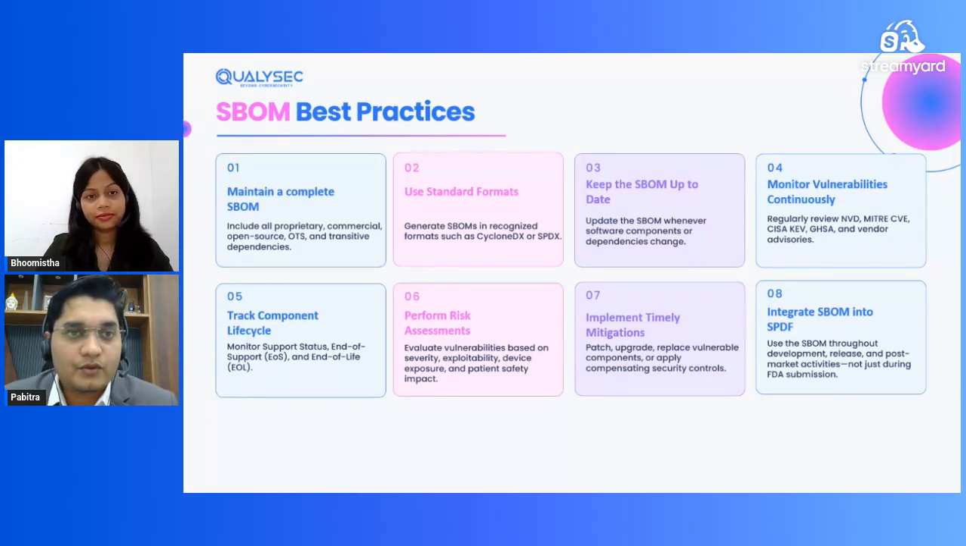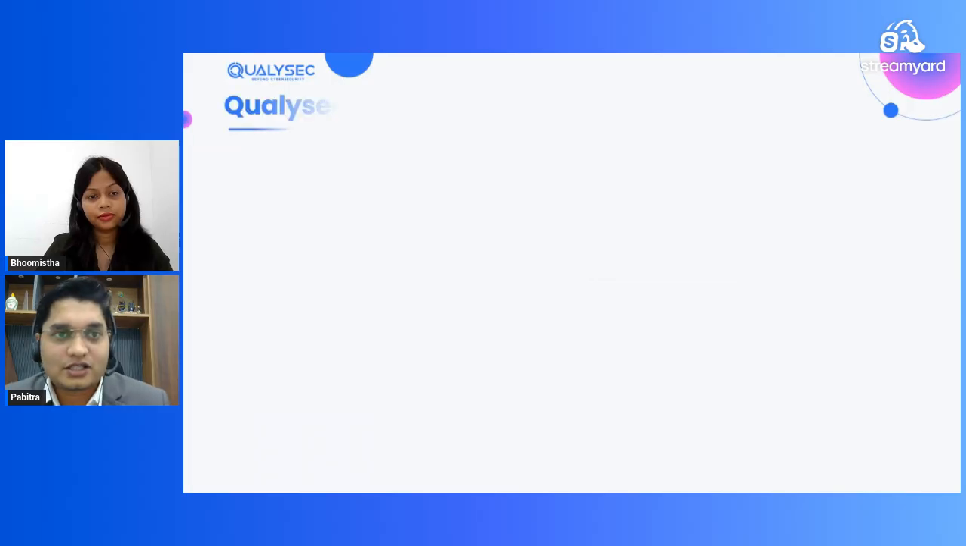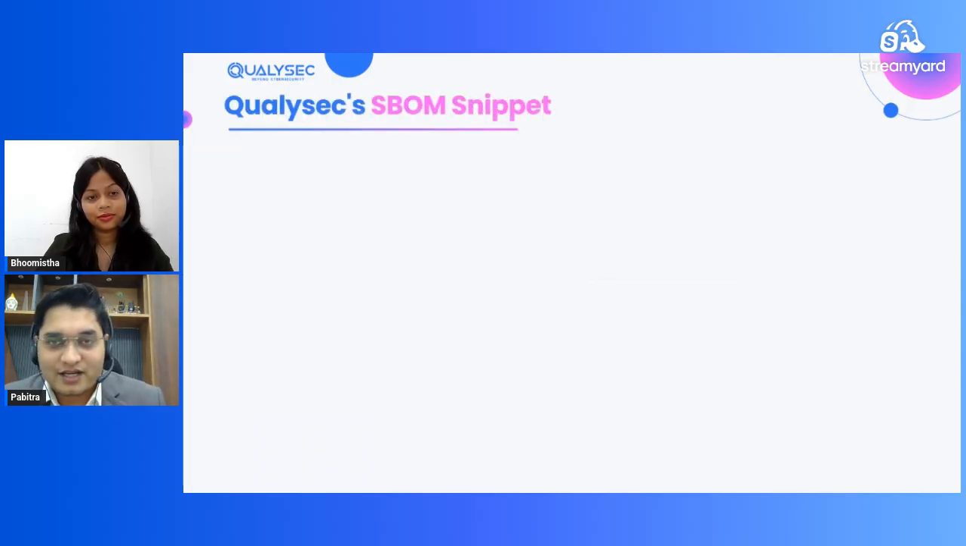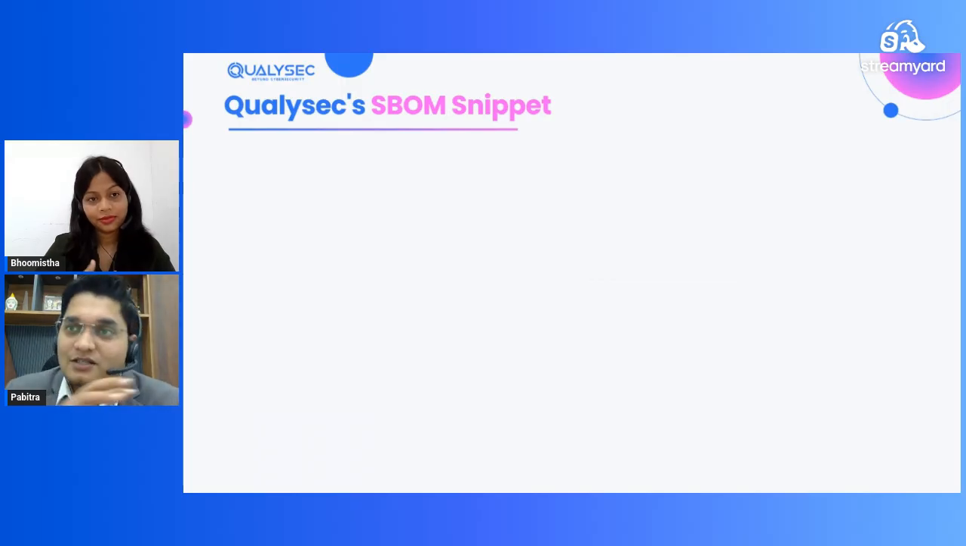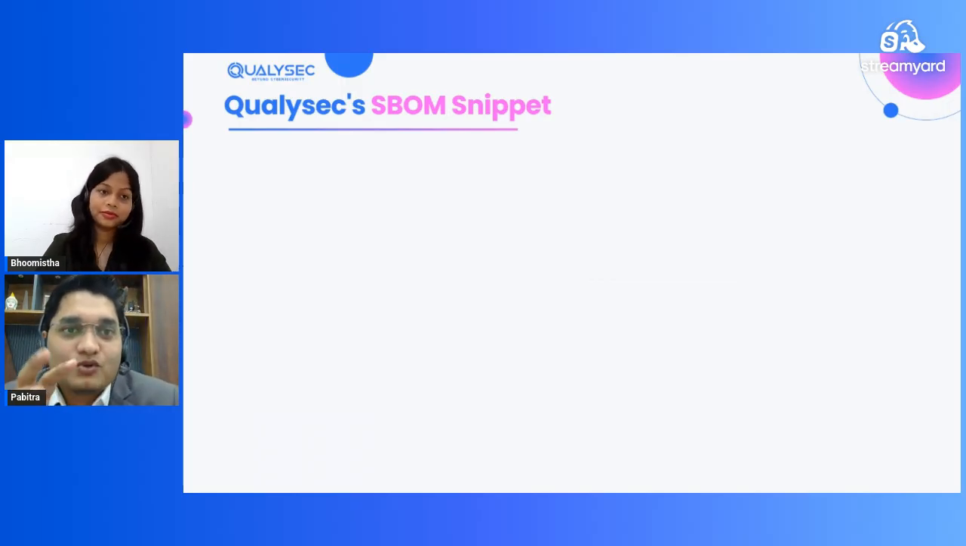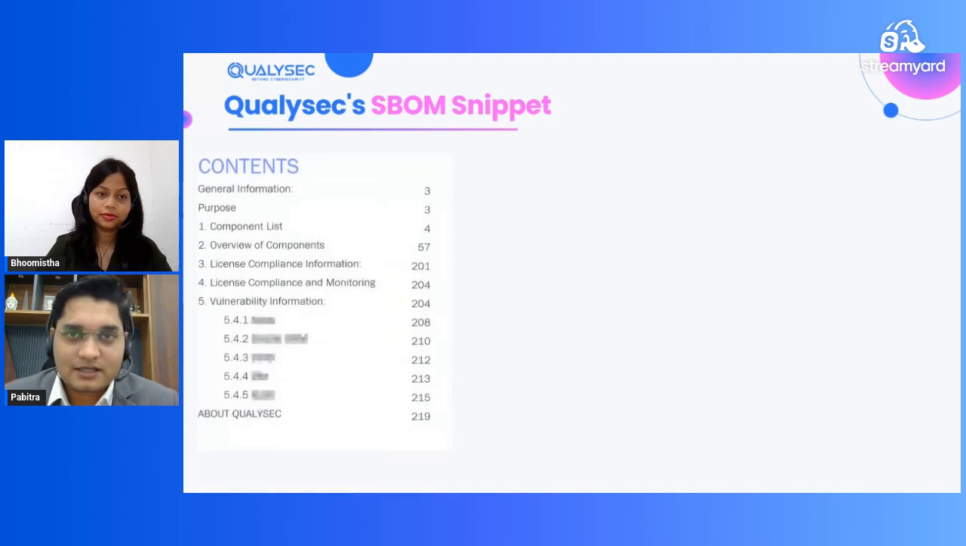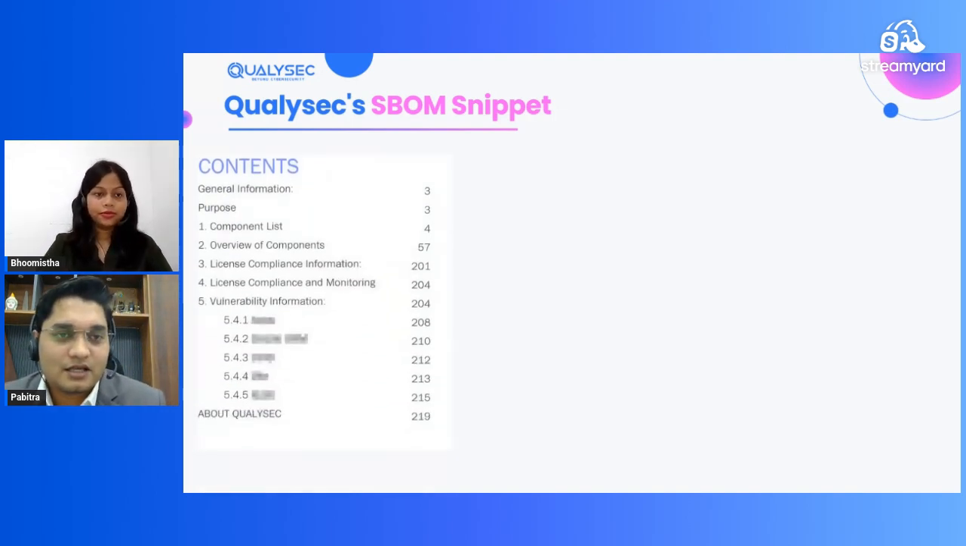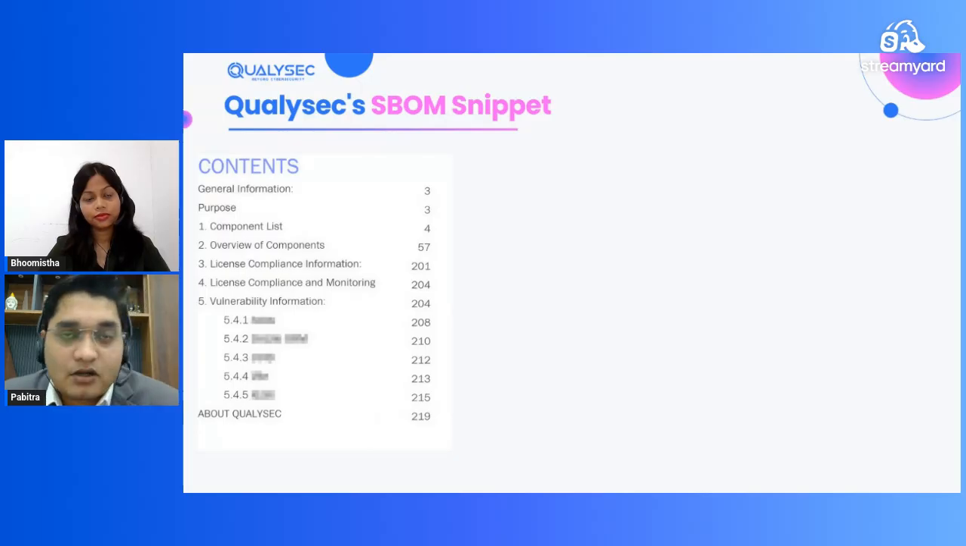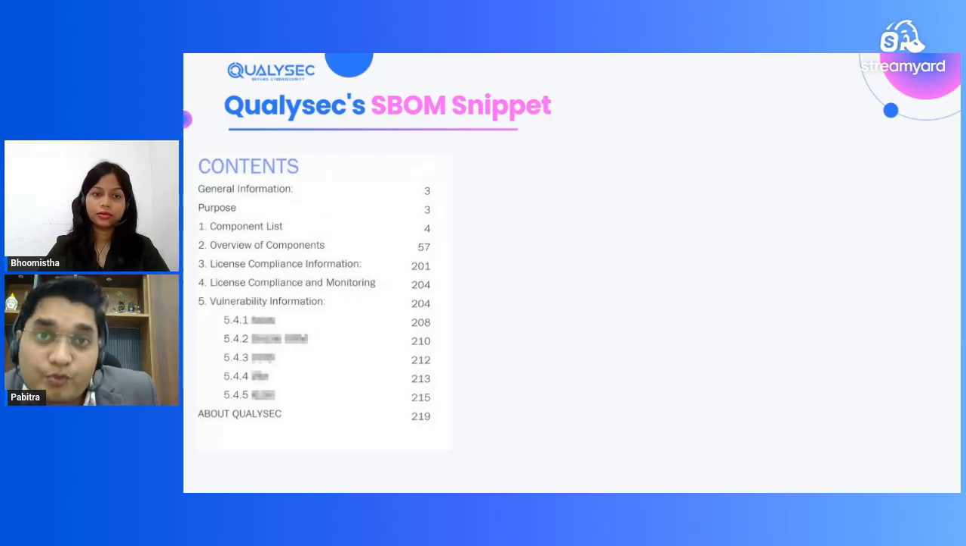Moving forward, since we already discussed what the SBOM report content is and what the total process flow is, let me give you some examples of our SBOM report, so that you can have an idea of how an SBOM report looks. The first screenshot is just for the contents: the purpose, the component list, overview of the components, license compliance information, license compliance and monitoring, and vulnerability information. So these five things combine into the SBOM report, not just the component list.